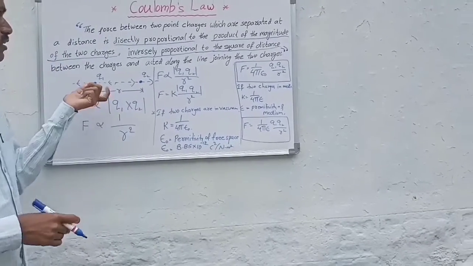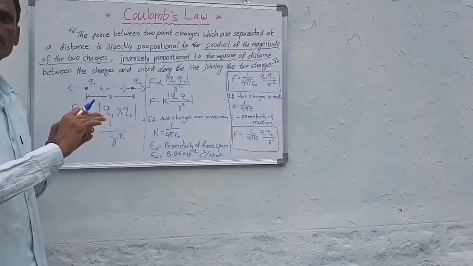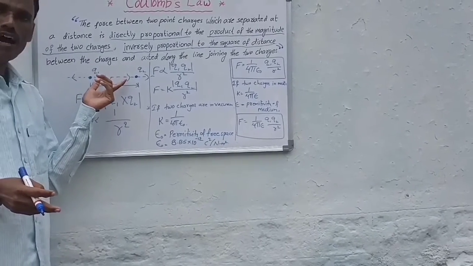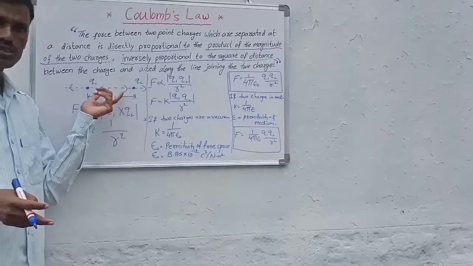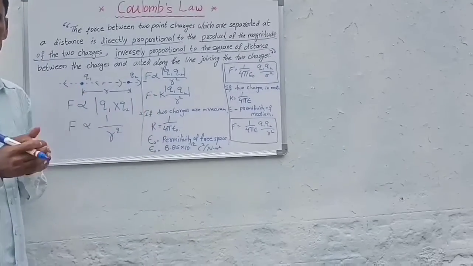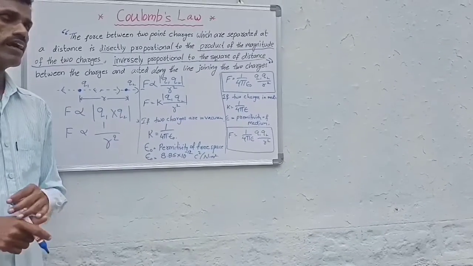If the force is repulsive, then the force acts along the line joining the two charges and outwards. If the two charges are unlike charges, then the force acts along the line joining the two charges and inward toward the two charges. So this is about Coulomb's law in electrostatics.